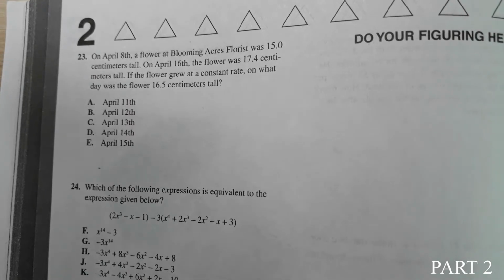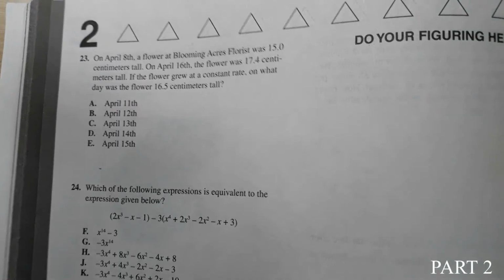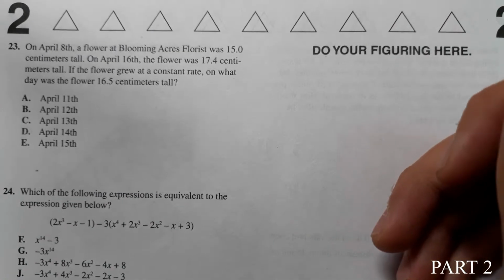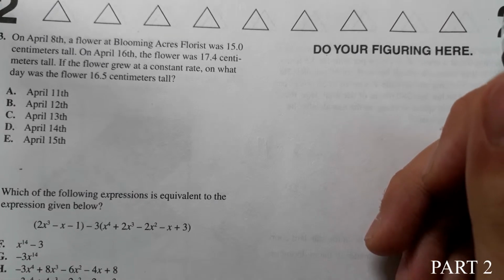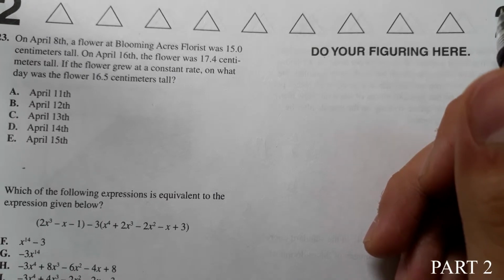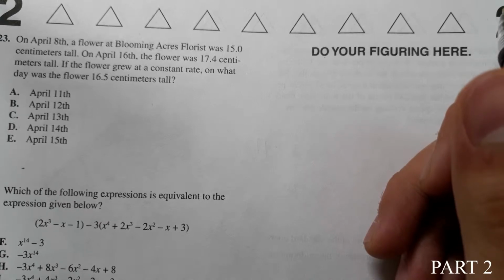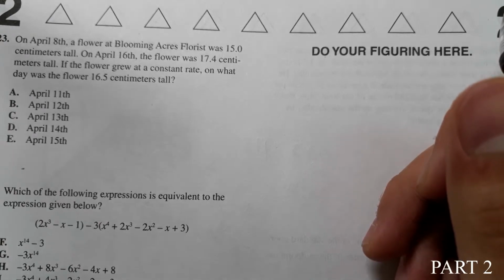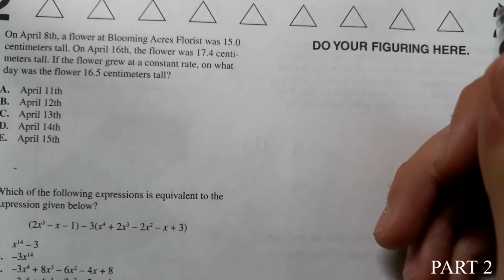On April 8th, a flower at Blooming Acres florist was 15.0 centimeters tall. On April 16th, the flower was 17.4 centimeters tall. If the flower grew at a constant rate, on what day was the flower 16.5 centimeters tall?